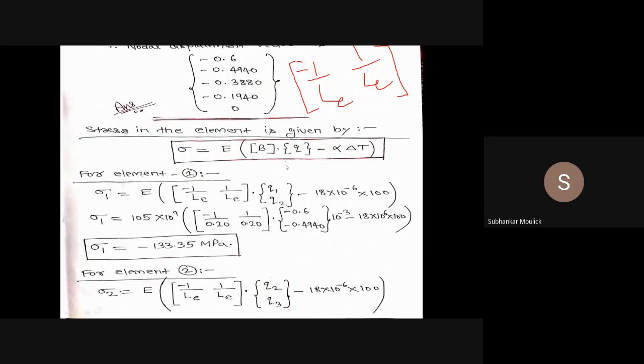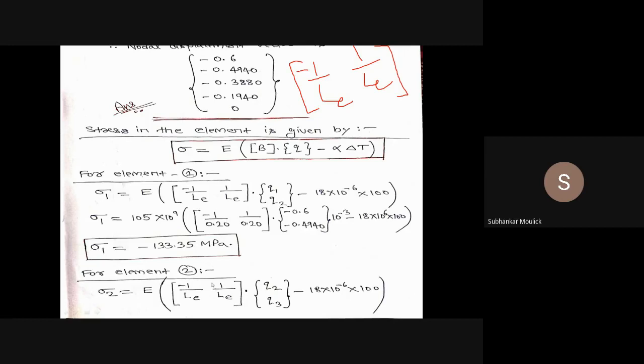So this nodal displacement vector will be nothing but displacement u1 u2 or q1 q2, a 2 cross 1 matrix, minus alpha, which is given for the first element, delta T, which is given for the first element. Le is the length of the first element, which we also know is 0.20 meter. So if you solve this particular matrix equation, you will get the value of stress present in the first element. Likewise, you can find out the stresses present in the remaining elements.